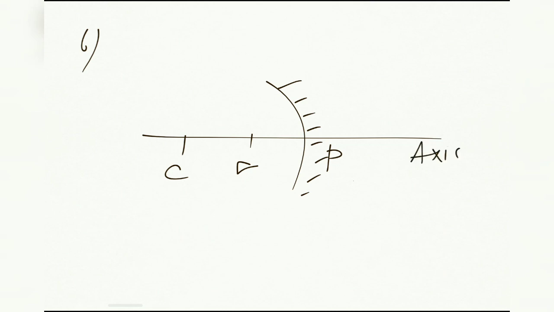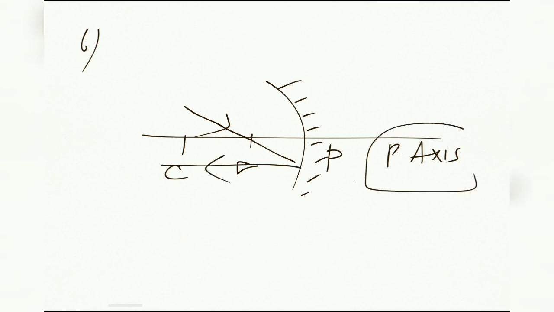So P axis, I am writing. Now what he told is a ray passing through the focus of the concave mirror. Suppose it's passing through the concave focus, then obviously it is going to be parallel to what he is asking. It is going to be parallel to the principal axis. So it's option D.